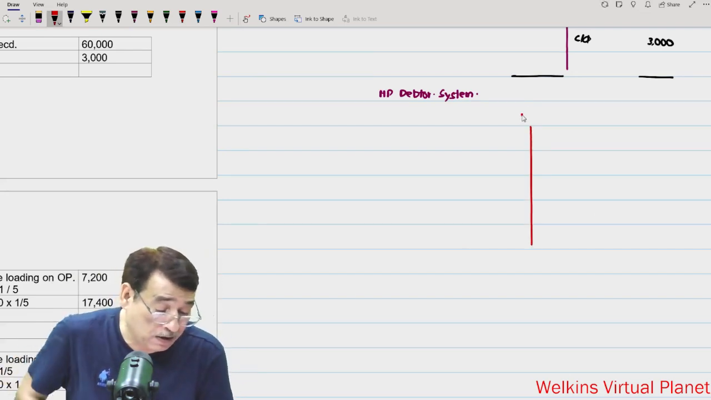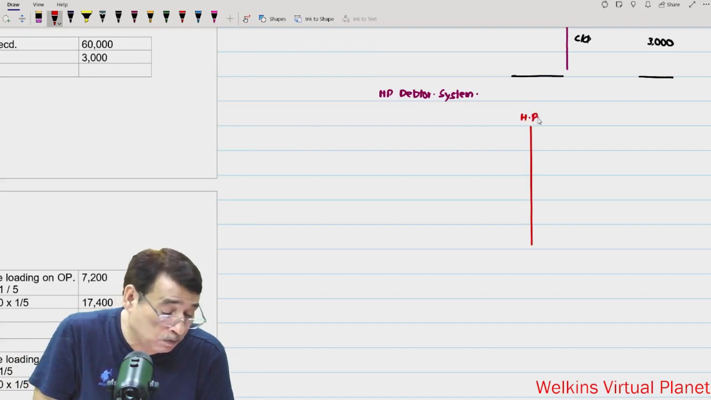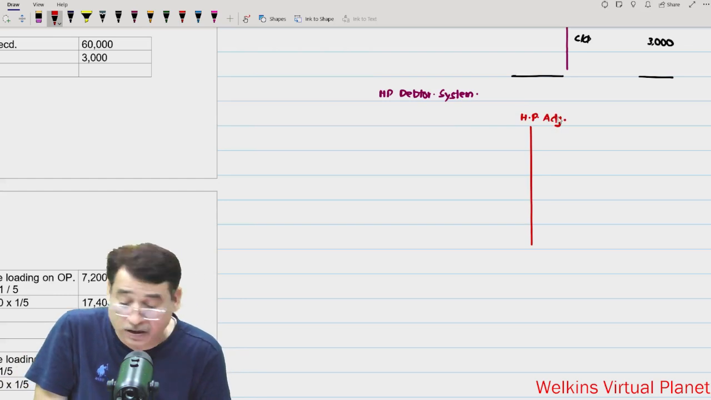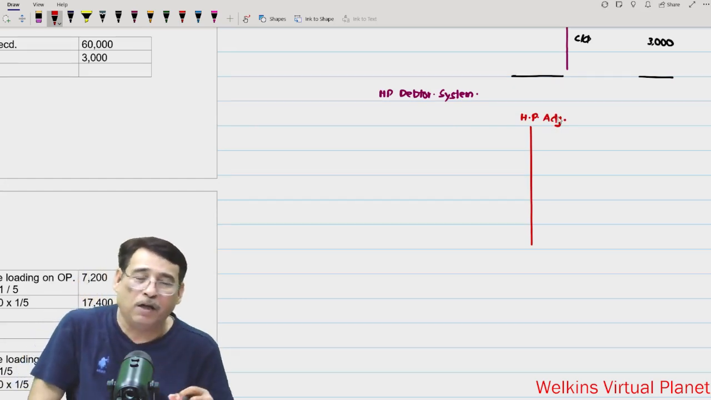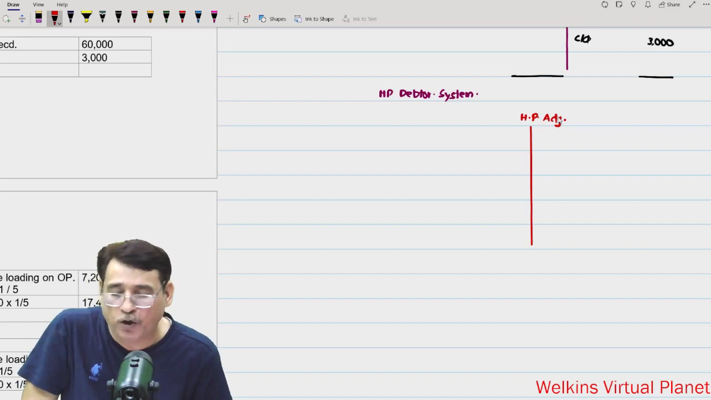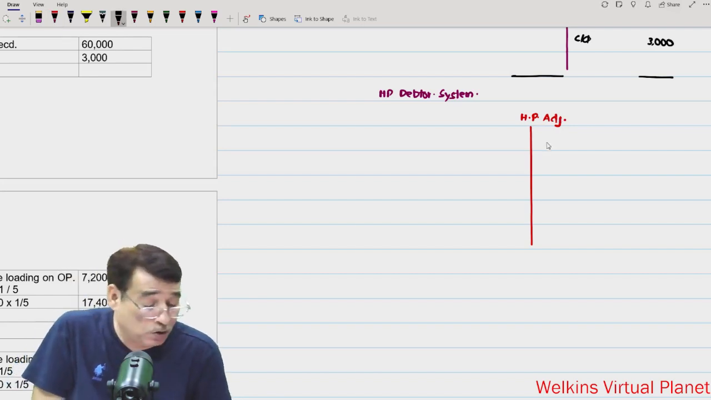Correct, hire purchase adjustment account. I told you what we are supposed to do in the hire purchase adjustment account. We have to simply look into hire purchase stock and pull out their loadings. That's all. So I will first of all look into hire purchase stock account.